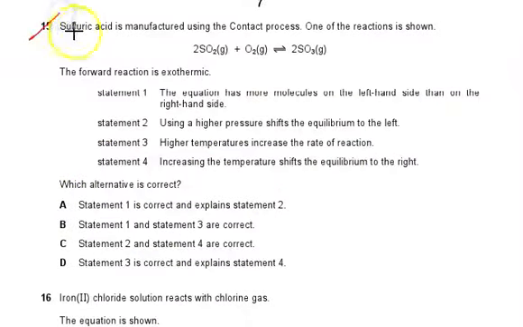Okay, for number 15, sulfuric acid is manufactured using a contact process. One of the reactions is shown below. Okay, this is the condition. This is the process where we need the pressure, temperature, and also the catalyst. Statement 1: the equation has more molecules on the left hand side than on the right hand side. This is exothermic. Using a high pressure shifts the equilibrium to the left.